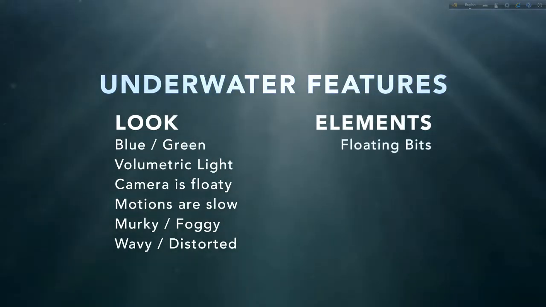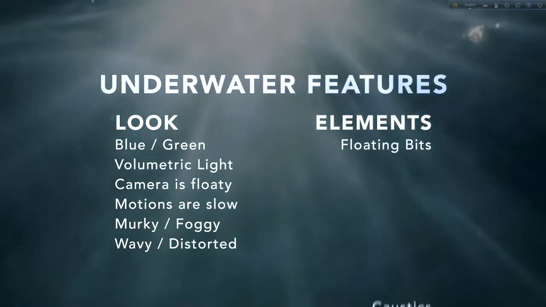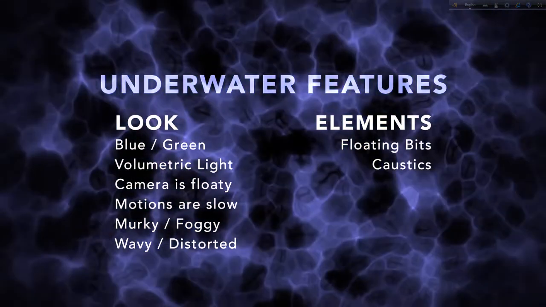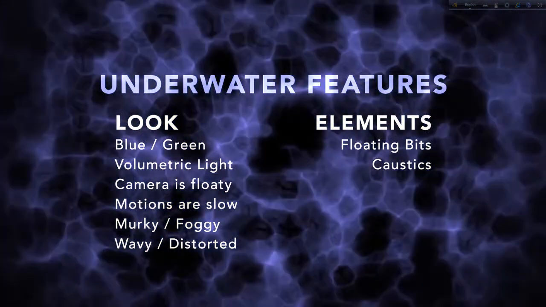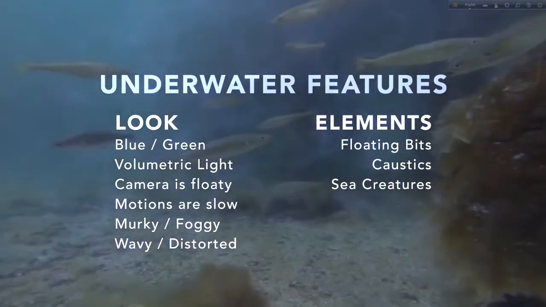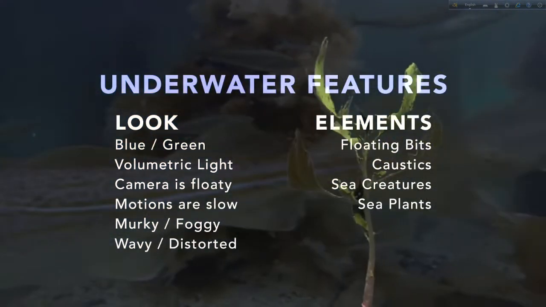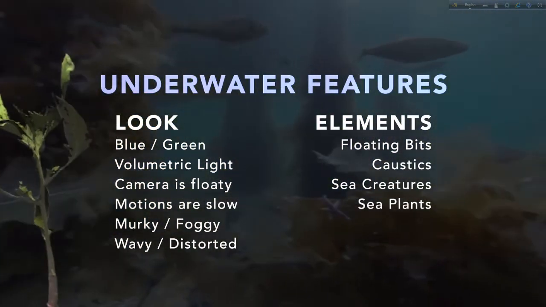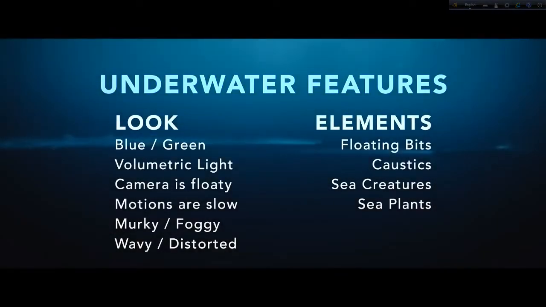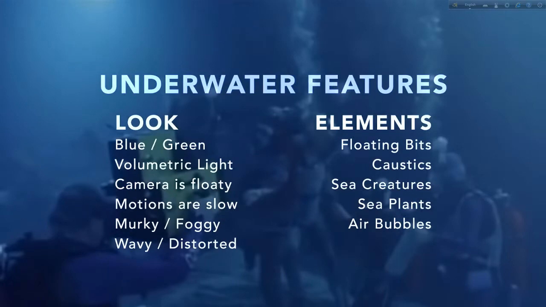First, we've got our floating bits, just a bunch of little particles swirling around. We see caustics, or light ripples, that dance along various surfaces. Perhaps fish or other animals may swim by. And underwater foliage is usually sprinkled around and grows around stuff. Moving objects create bubbles that either enhance their motion or float to the surface.